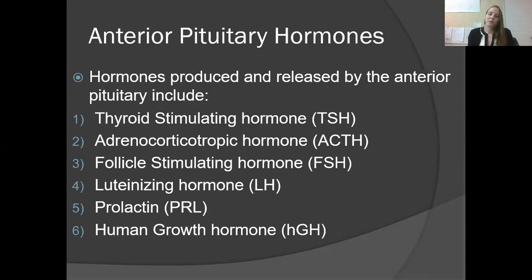These are all of the different hormones of the anterior pituitary. So we have thyroid stimulating hormone, adrenocorticotropic hormone, follicle stimulating hormone, luteinizing hormone, prolactin, and human growth hormone. And of these hormones, the first 4 are all tropic hormones. The last 2 are not.